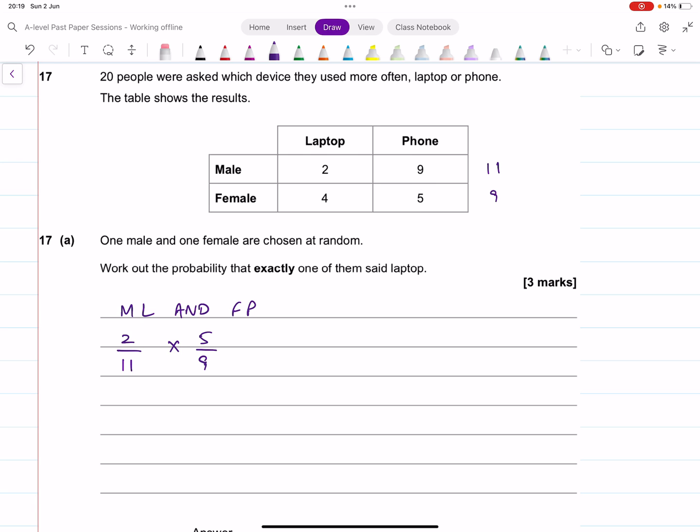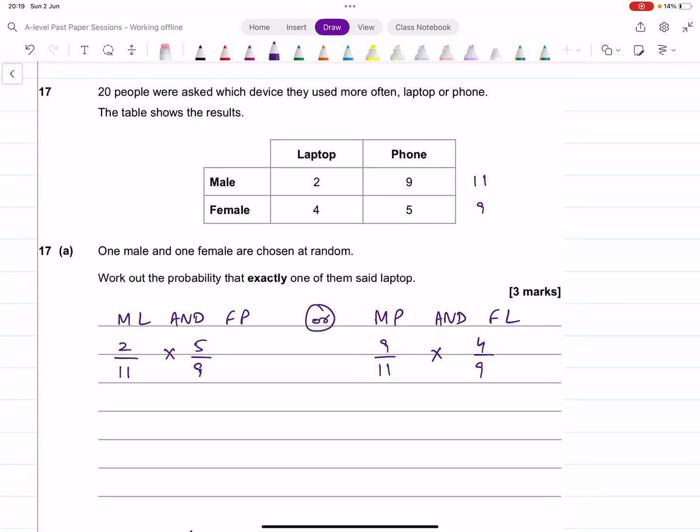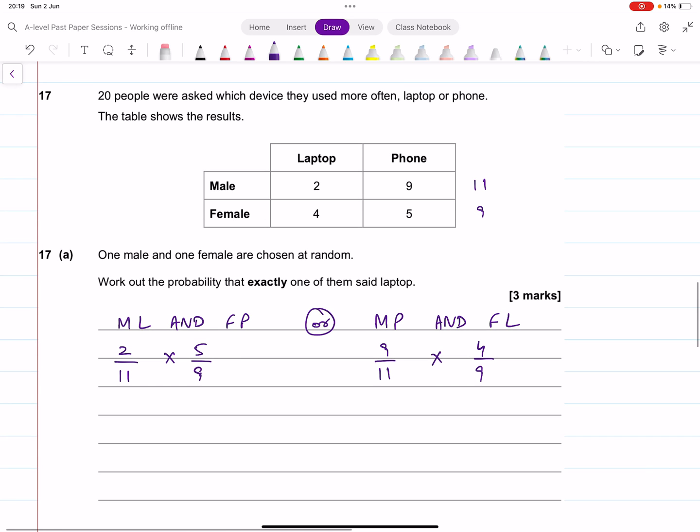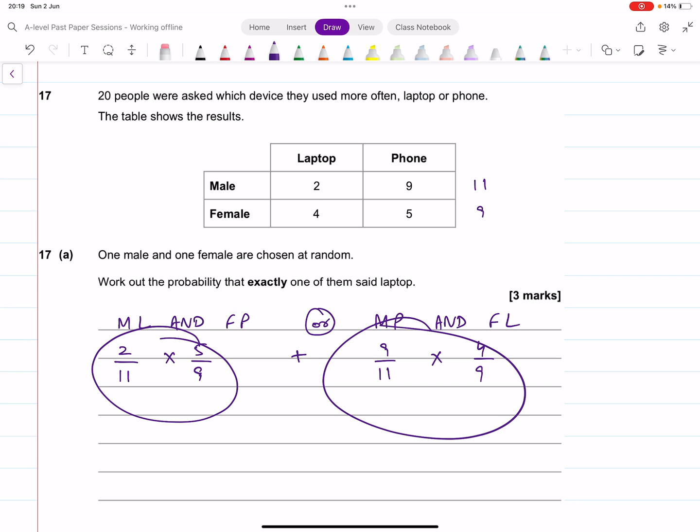This is one possibility. Another possibility could be that the male says phone and the female says laptop. What's the probability of the male saying phone? That's 9 over 11. And the female saying laptop, that is 4 over 9. So we have to consider two possibilities. Either the male says laptop or the female says laptop. You can also draw a tree diagram for this if you want to make this simpler. So these are two possibilities. There's an or between these two cases that means we have to add them up. It's either this case or this case. So we add them up together.